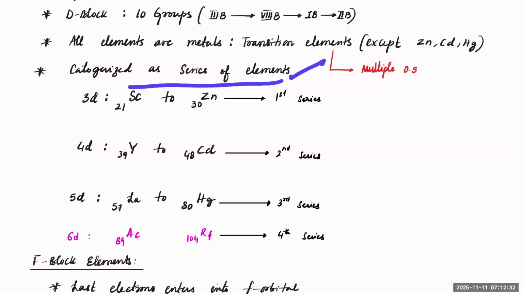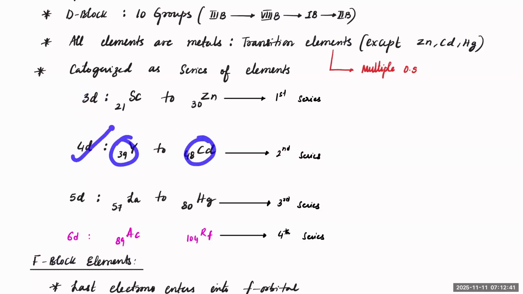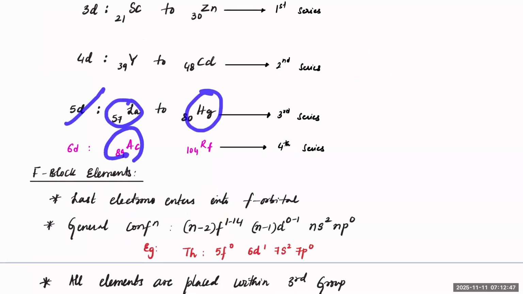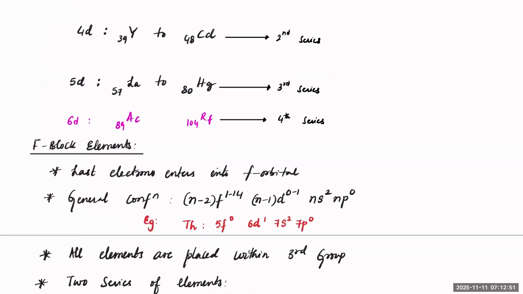These are categorized as series of elements. Starting from scandium to zinc, which we call 3D group elements. Then yttrium to cadmium, which we call 4D group elements. Lanthanum to mercury, which is 5D. Actinium to rutherfordium, that is 6D. Clear?